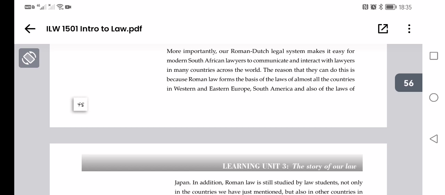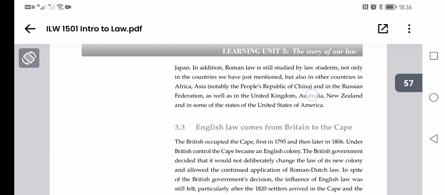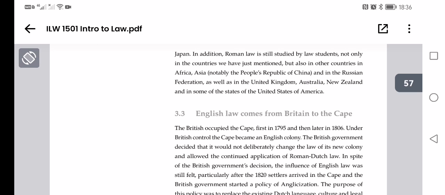The reason that they can do this is because Roman law forms the basis of the laws of almost all countries in Western and Eastern Europe, South America, and also in the laws of Japan. In addition, Roman law is still studied by law students not only in the countries we have just mentioned, but also in other countries in Africa, Asia, notably the People's Republic of China, and in the Russian Federation, as well as the United Kingdom, Australia, New Zealand, and in some of the states of the United States of America.